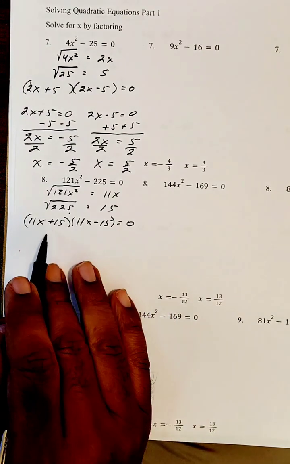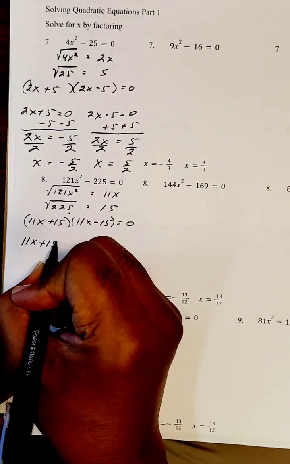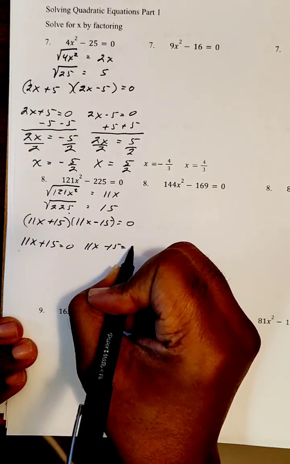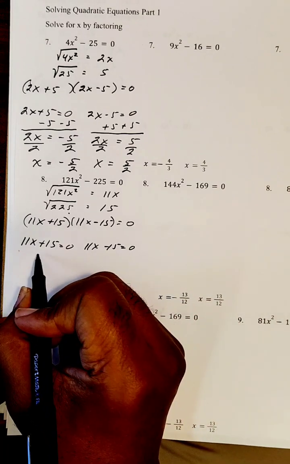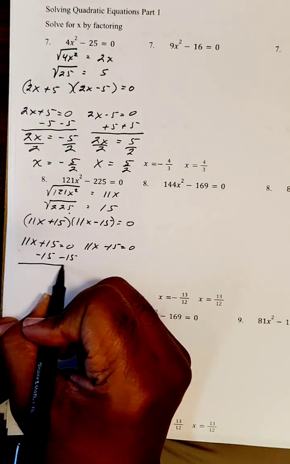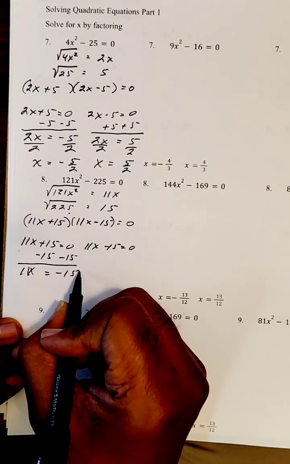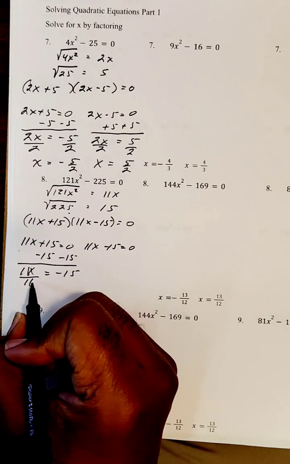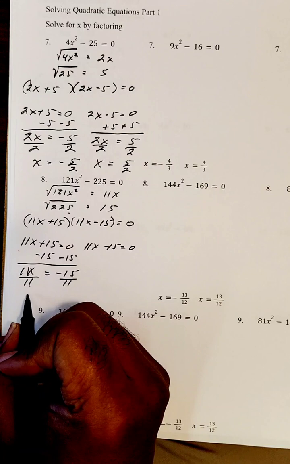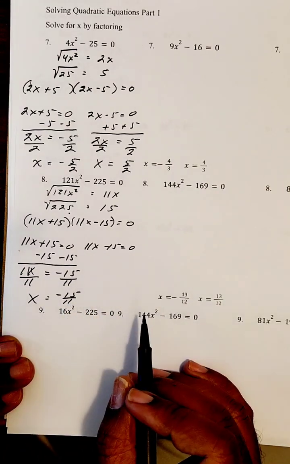Now we're going to set each binomial equal to 0 and solve for x. So 11x plus 15 set equal to 0, 11x minus 15 set equal to 0. So I'm going to subtract 15 from both sides to get rid of the adding 15. This will give me 11x equals negative 15, and then I'll divide both sides by 11, and we'll get 1x equals negative 15 over 11.